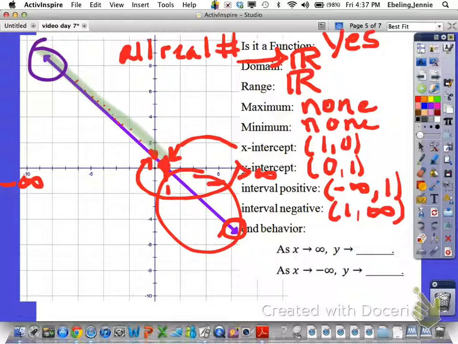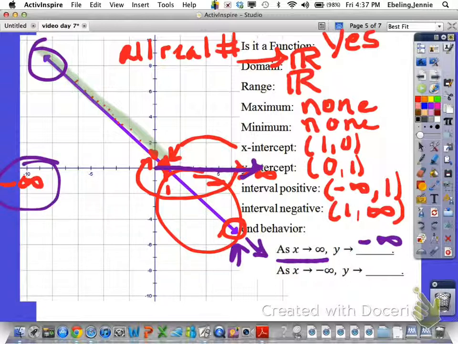And as x goes to infinity, that means you're looking at the positive part of the x-axis right here. As the x-axis continues to move towards the right, where does this graph go? Well, it's moving downward, and if it's down, we're going to say to negative infinity. As x goes to negative infinity, that's over here on this x-axis, as it progresses to the left, this graph right here is going up, up, and away, and it's going towards positive infinity on the y's.